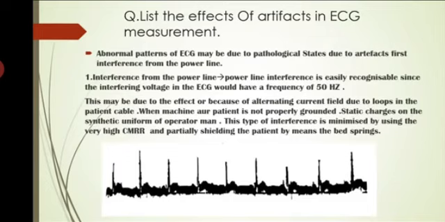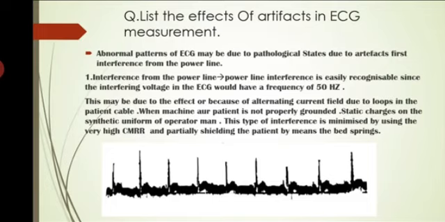Now we'll see the different artifacts in ECG measurements. Abnormal patterns of ECG may be due to pathological states or due to artifacts. First, interference from the power line.